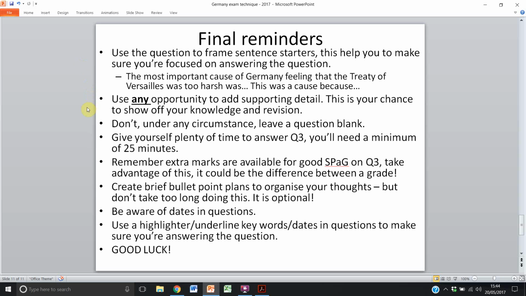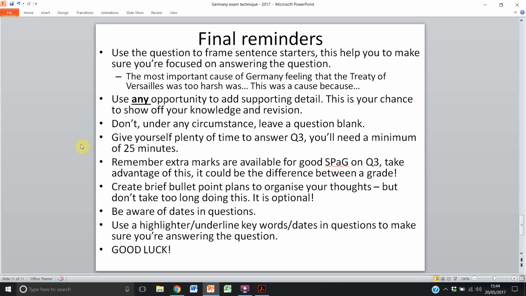Again, like the Cold War paper, use any opportunity to add supporting detail. You will have done tons of revision when you get to June the 14th and you're doing your Germany paper. It is your chance to show off how hard you've worked and the depth of your knowledge. Do not, under any circumstance, leave a question blank. Even if you can only write 1 sentence, that sentence might get you 1 mark, and that mark could be the difference between one grade and the next.